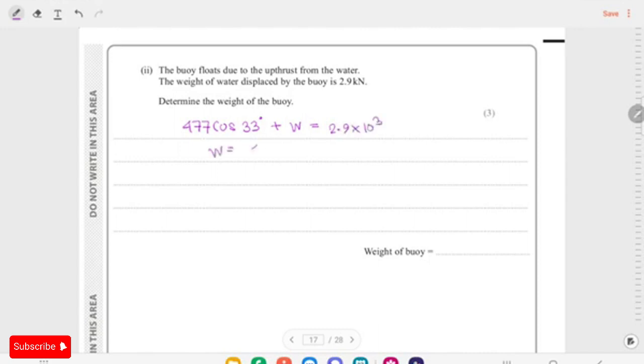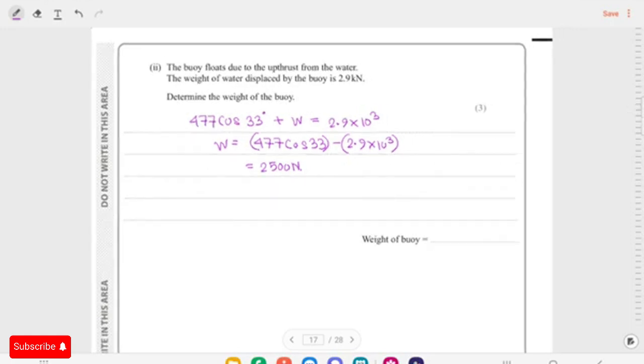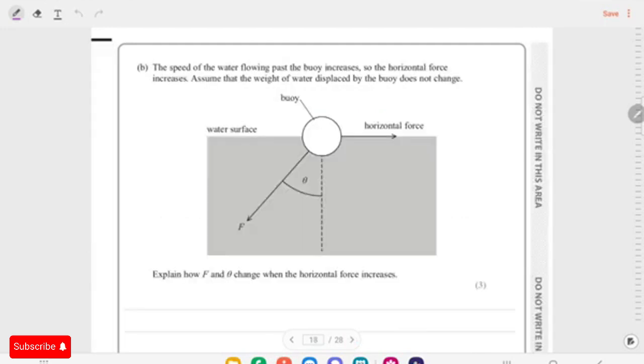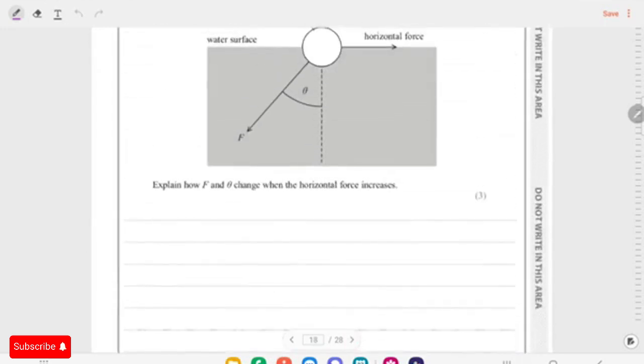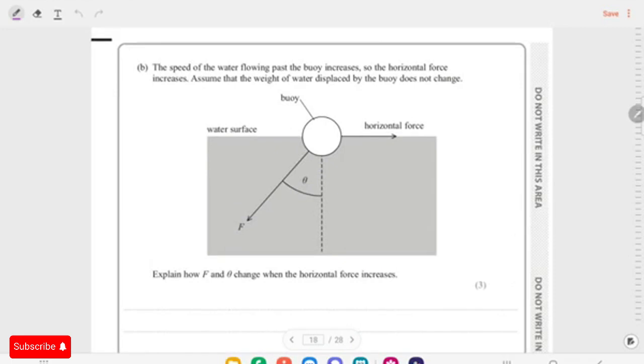So weight is basically 477 cos 33 minus 2.9 times 10 to the power 3. If you subtract all this together, you end up with something like 2500 Newton. So the weight of that buoy was actually 2500 Newton. I hope it was clear for everyone. So we'll move on to the next part of this question, part B.